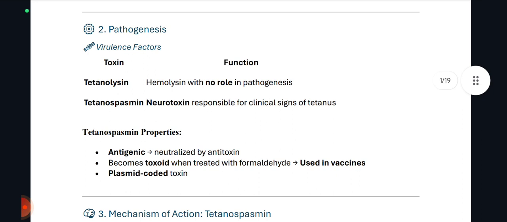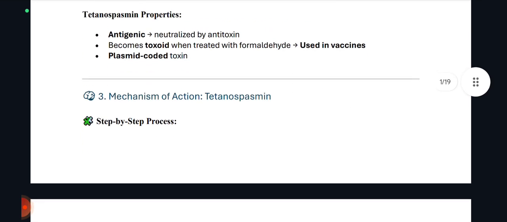Now, the pathogenesis of the disease. The toxin tetanolysin is a hemolysin with no role in pathogenesis. Then another one is tetanospasmin, a neurotoxin that is responsible for the clinical signs of tetanus. What are the properties of tetanospasmin? It is antigenic, it is neutralized by antitoxin, and it becomes a toxoid when treated with formaldehyde. So this is used in all the tetanus vaccines that we give. It is a plasmid coded toxin.